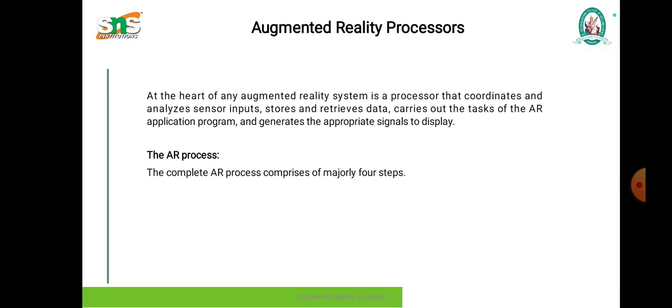At the heart of the AR system is the processor. It coordinates and analyzes sensor input, and it stores and retrieves data. Then it carries out the tasks of the AR application program and generates the appropriate signals for the display. So this is the work of the processor.